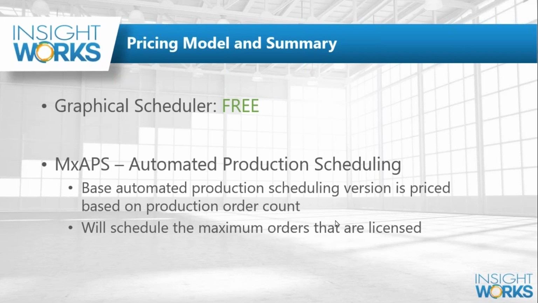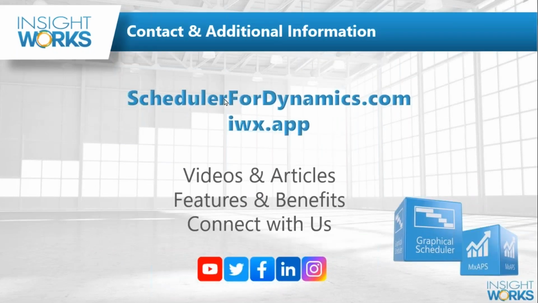And again, talk to your partner. They'll be able to get you pricing on the different tiers of scheduling volumes. So I think they're at like 75 production orders, 200 production orders, 500, something like that. There's a bunch of tiers you can use, and that'll get you your pricing. With that, if you have any other questions for now, you can go to Scheduler for Dynamics or iwx.app or mxaps.com. But if you go to our website, you'll be able to go through and see all of the different tools available for manufacturing and specifically scheduling as well. And if you have any questions there, just use the contact option on the website, and we'll be happy to answer those questions for you.